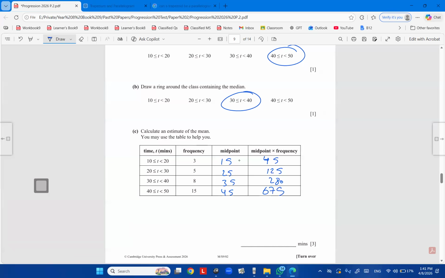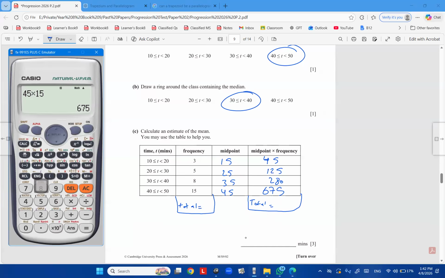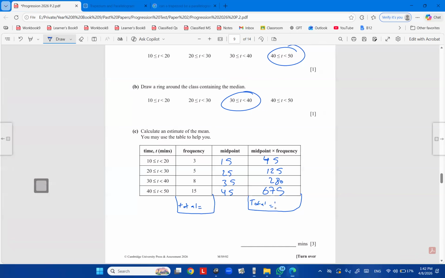Mean, the estimation of the mean with grouped data, is the total of this, divided by the total of frequency. So total of midpoint times frequency divided by total of frequency. Let's use the calculator to find them. Here you're going to find that it is 45 plus 125 plus 280 plus 675 equals 1,125.